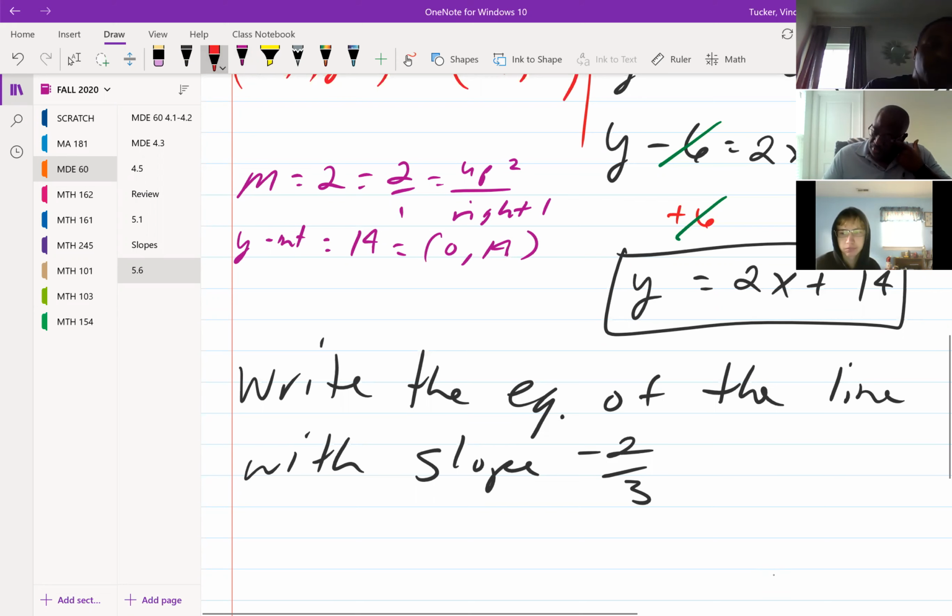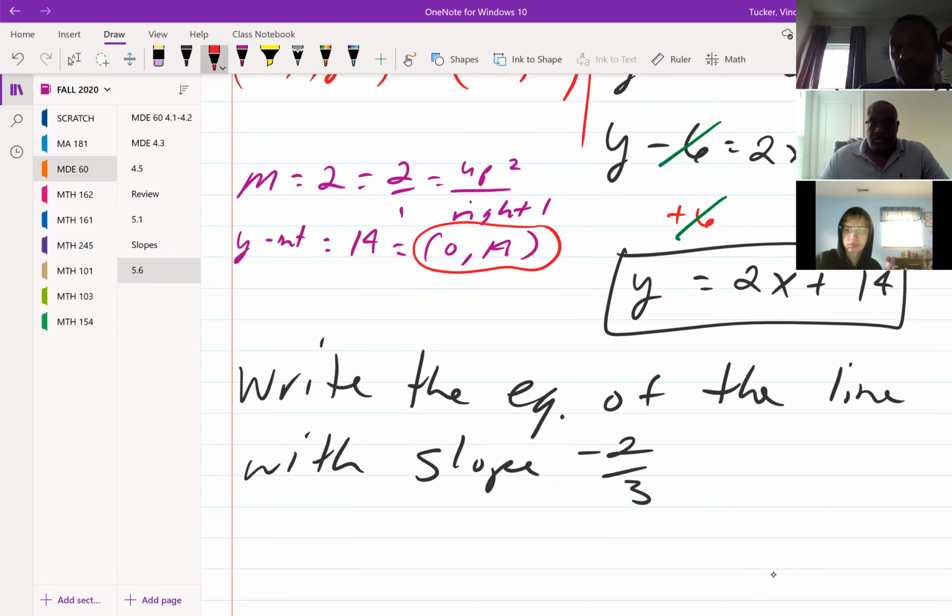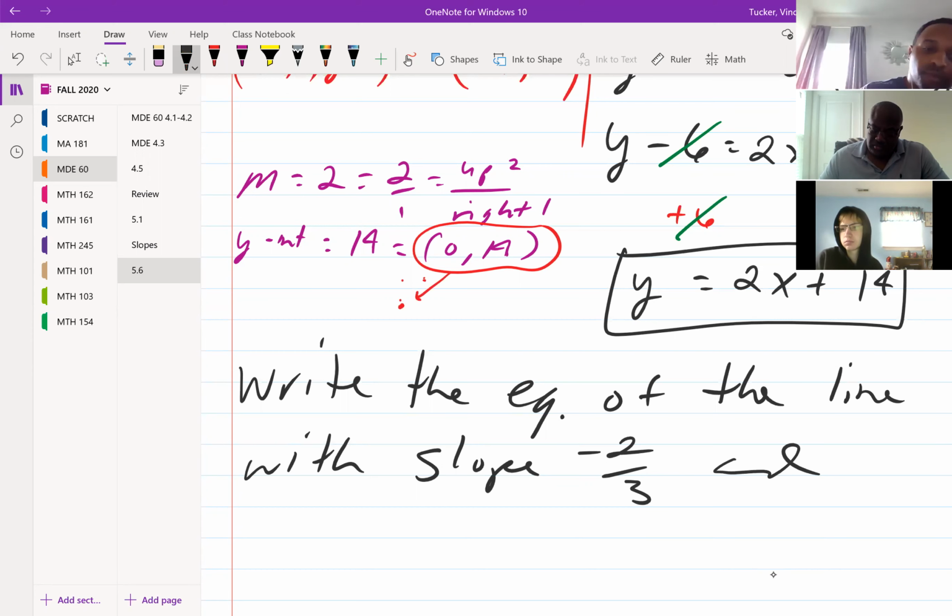And so you graph the y-intercept first, so that is on the y-axis, 0, 14. And then from your y-intercept, you would go up 2 and then right 1. And that will give you another point. Thank you, Professor. Not a problem, sir. Not a problem. So, write the equation of the line with the slope negative 2, 3, and point.